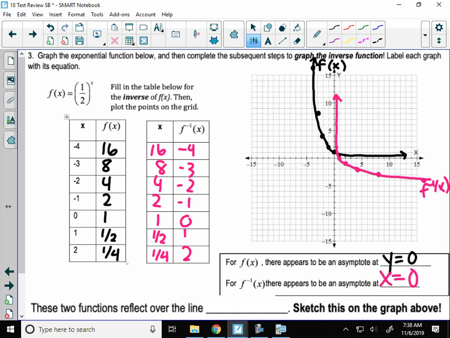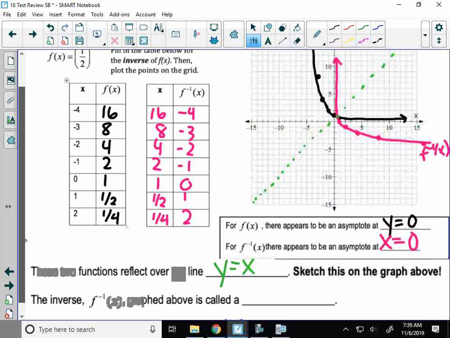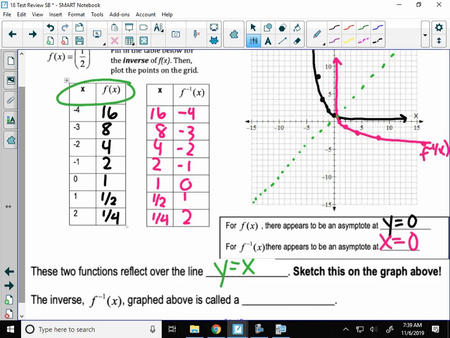You should remember that all inverses reflect over the line y equals x, which I'm just going to roughly sketch right here. That line, and you can see they do reflect over that green line. The inverse, let's say it again so we don't forget, the inverse of f of x here, that pink graph. Remember, f of x was an exponential, this box right here. That's an exponential function. The pink graph is its inverse, and the inverse of an exponential is called a logarithm. It's going to be important for the next part of the review.